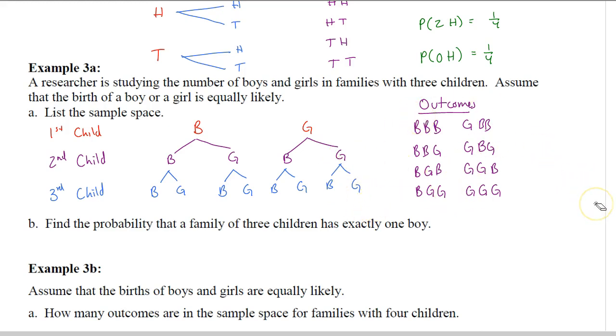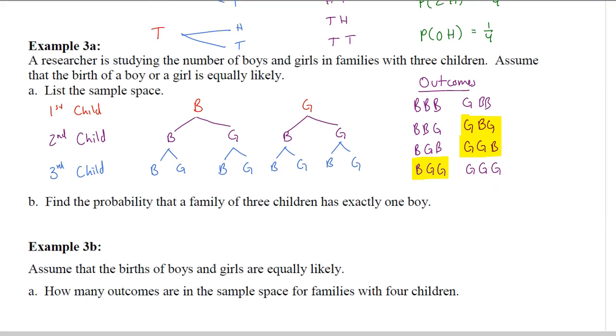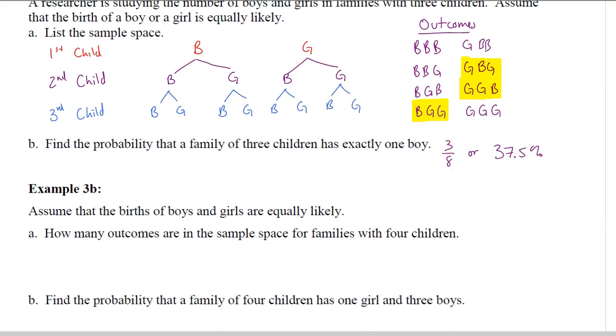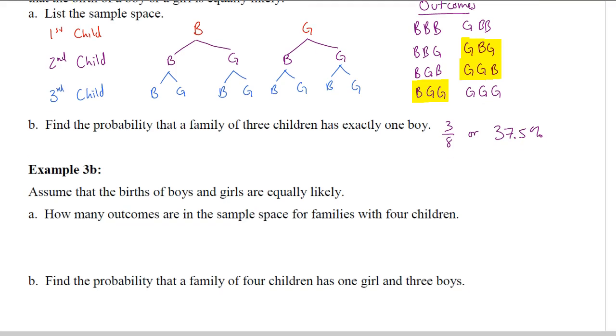Now the question is asking us to find the probability that a family of 3 children has exactly 1 boy. Well, we can look at our outcomes, and we can see that there are 3 times where we have exactly 1 boy out of all those outcomes. So the probability of that happening would be 3 out of 8. That doesn't reduce. Now we could also change it to a decimal, which would be 0.375, or change it to a percent and write it as a 37.5% chance of having 3 children, and exactly one of those being a boy.